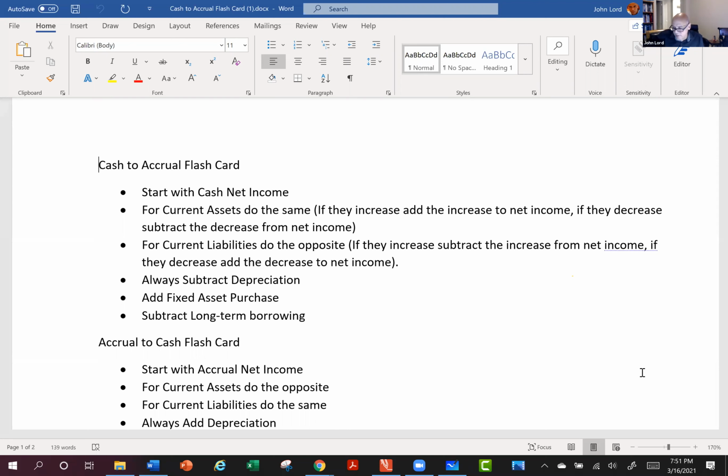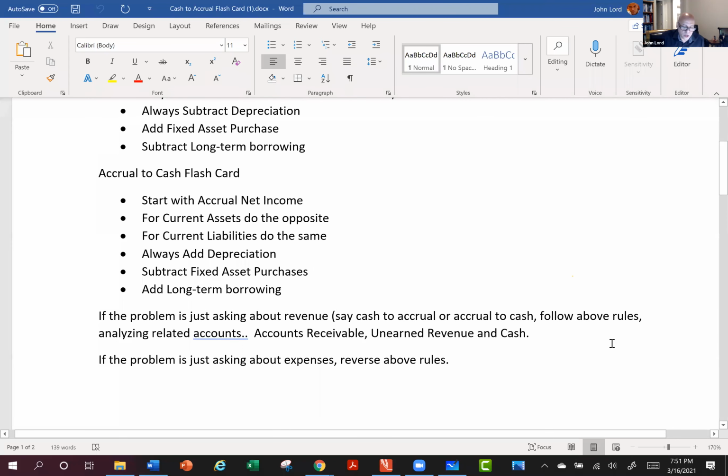I want you to have this flashcard there when you're working these problems. If you got to peek at that flashcard, okay, but eventually you need to wean yourself off this flashcard. But this flashcard is going to work. Okay. Accrual to cash flashcard. And basically, start with accrual net income.